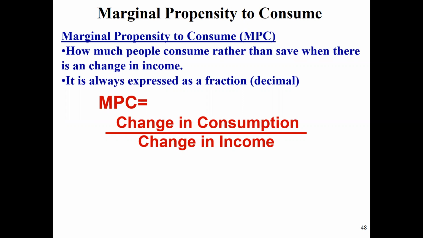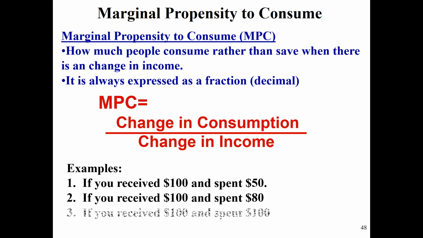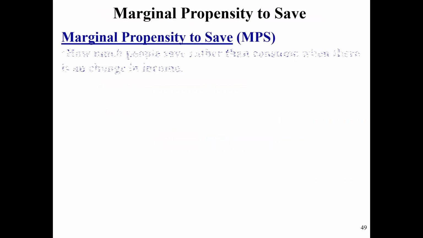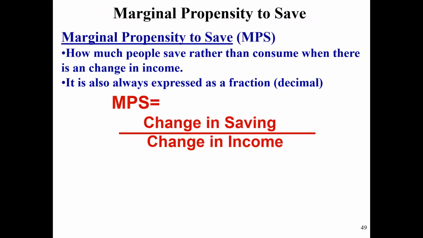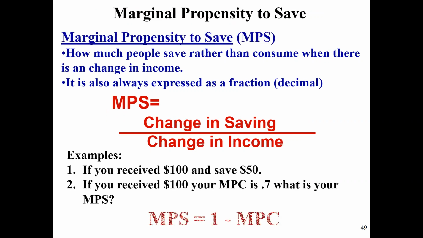And then, the MPS is just going to be change in savings over change in income. And remember, MPC plus MPS equals 1. I think that becomes an important thing to remember. Okay, and there's marginal propensity to save.